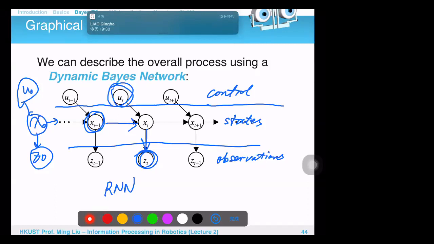Also, you can use this dynamic Bayesian network to analyze the effective or RNN network as well. So if you want, but that won't be the topic of today.